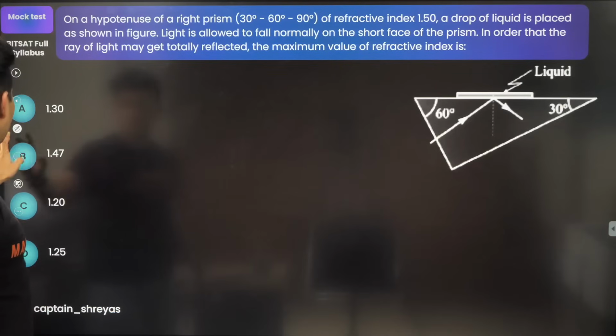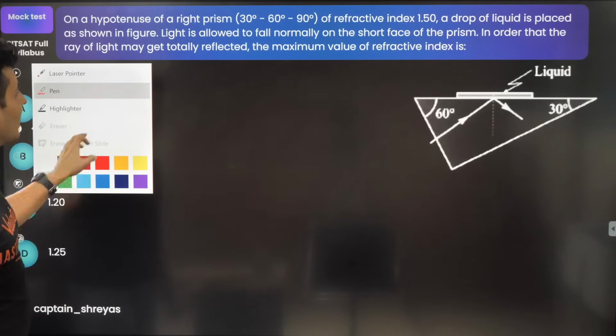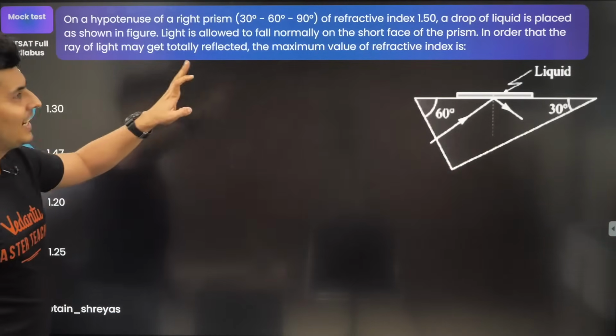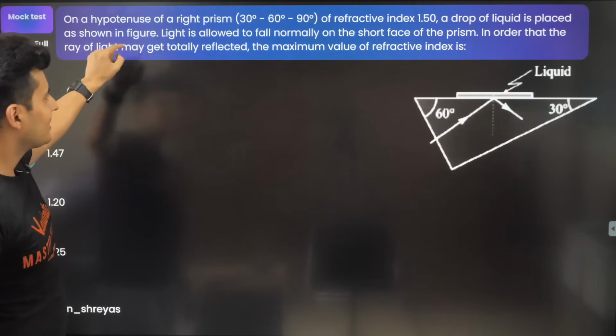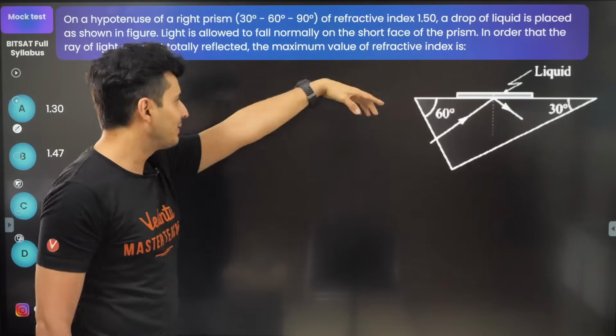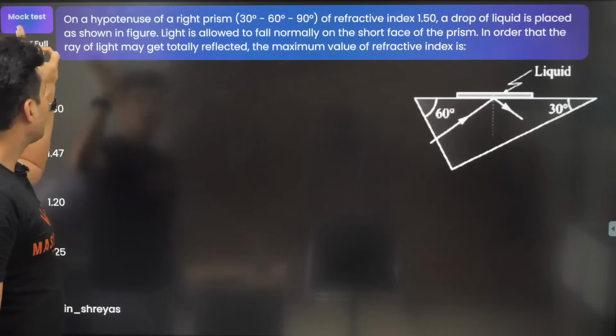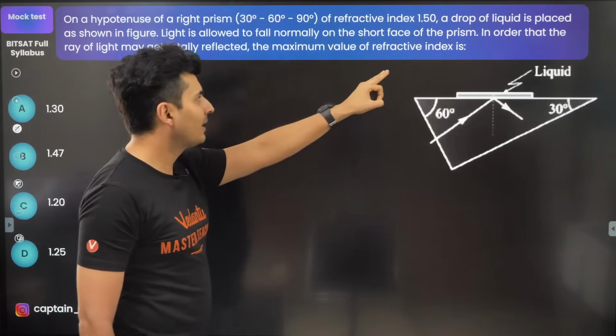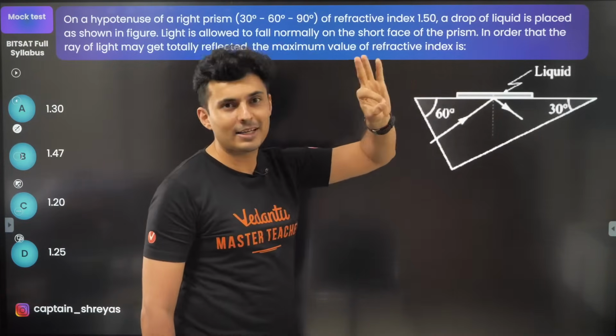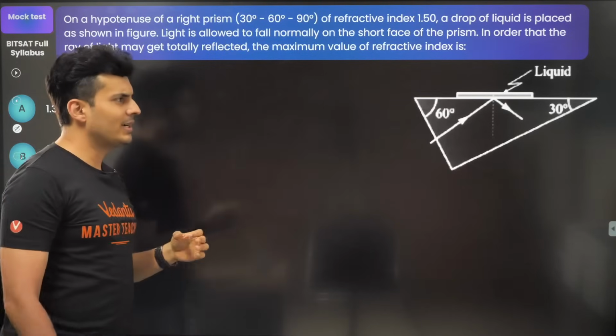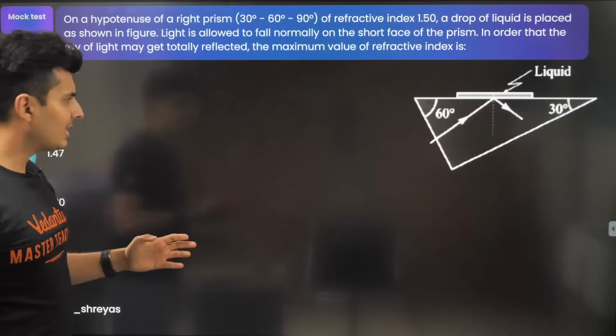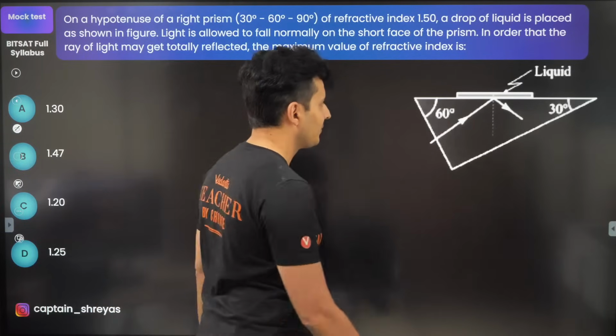We have a question on ray optics, maybe even total internal reflection as well, and prism. Wow, interesting. The prism's refractive index is given, angles are given. In order that it gets internally reflected, what is the refractive index of that liquid? So the liquid's refractive index is not known. Let's start with some geometrical constructions first.